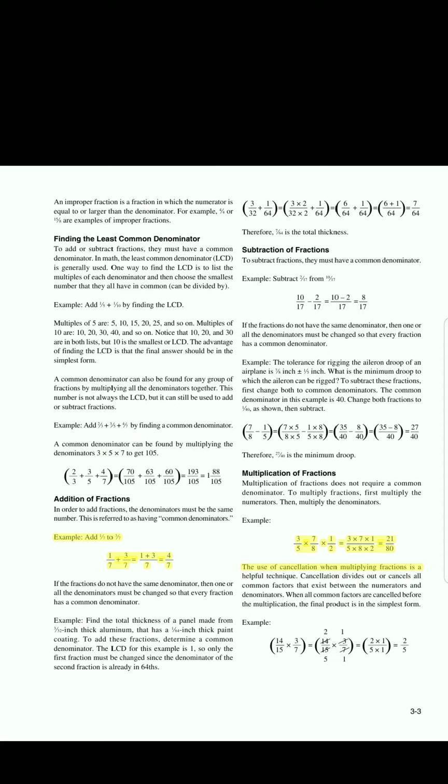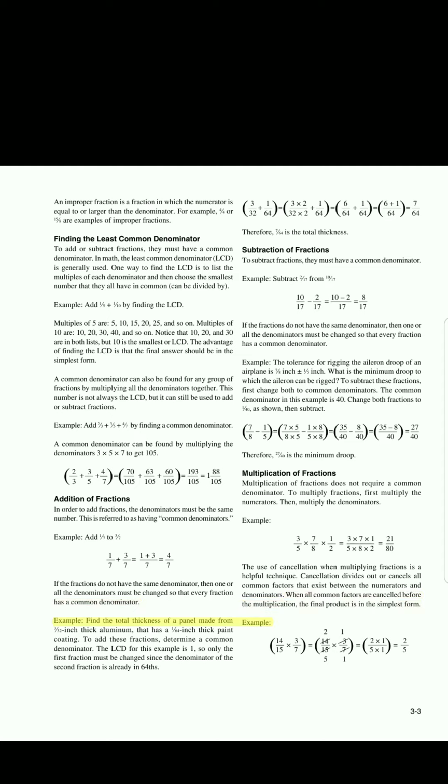The use of cancellation when multiplying fractions is a helpful technique. Cancellation divides out or cancels all common factors that exist between the numerators and all the denominators. When all common factors are cancelled before the multiplication, the final product is in the simplest form.